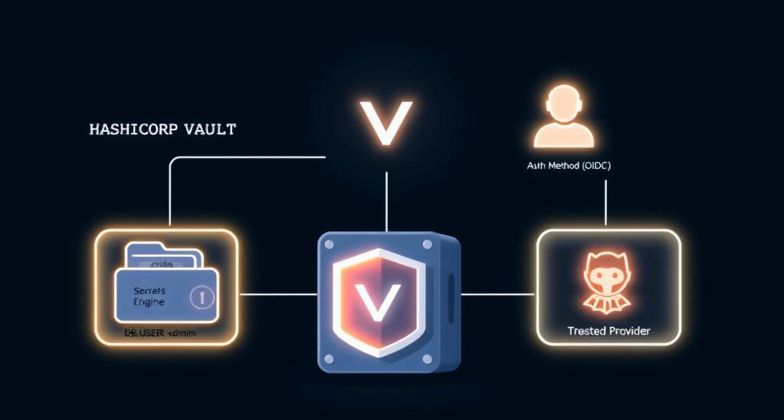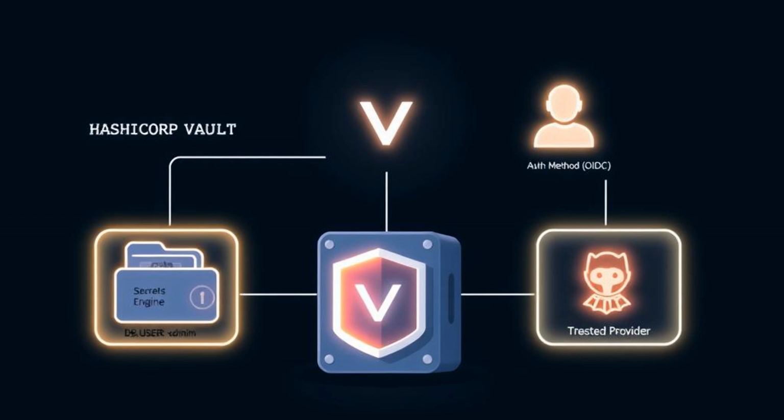Vault's power comes from its modular architecture, specifically its secrets engines and authentication methods. Secrets engines are responsible for storing and generating secrets. For our CI/CD use case, the key value, KV, secrets engine is perfect for storing static secrets like API keys or database credentials. It's like a secure, versioned, key value store.